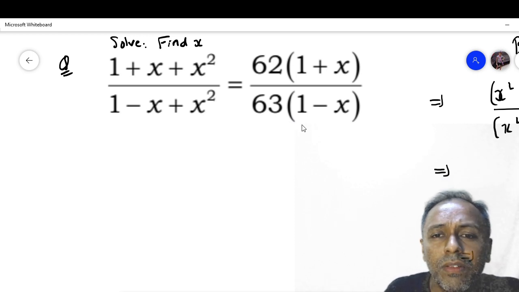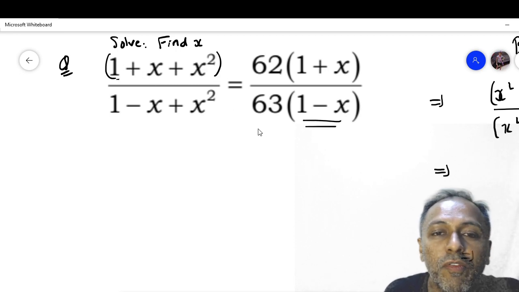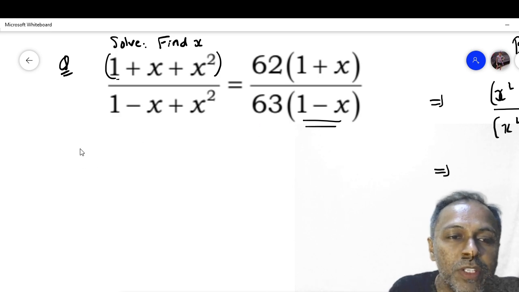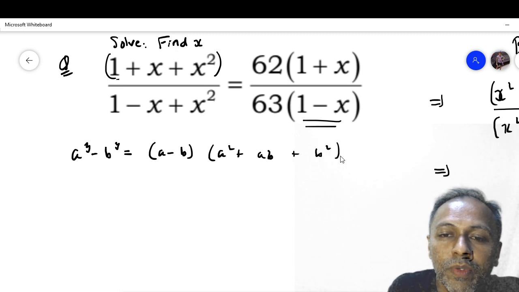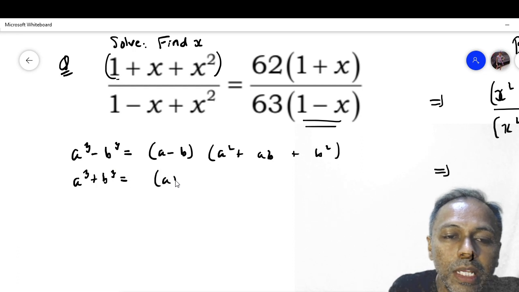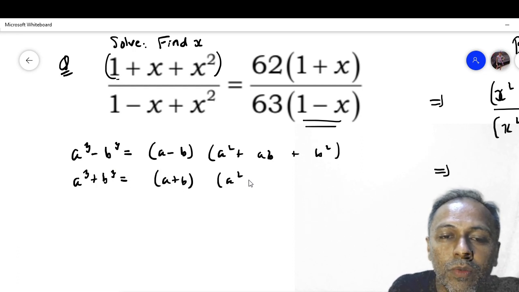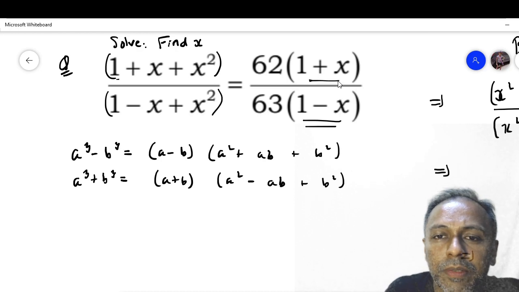Now to find out x, we understand that this 1 minus x and this 1 plus x square, if multiplied, form a formula of a cube minus b cube. As we know, a cube minus b cube formula is a minus b into a square plus ab plus b square. Also we know a cube plus b cube formula is a plus b, a square minus ab plus b square. That's what will happen when you multiply this with this.